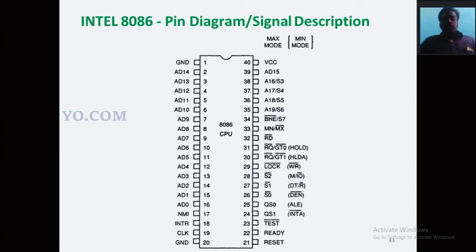The black material is plastic, so it can break. The pins are copper, present on both sides of the integrated circuit. Totally we have 40 pins in 8086. It looks like a pin, a very sharp needle that is easily inserted into the circuit board. This diagram is also called a pin diagram because it indicates the operation of each pin present in the 8086 microprocessor. Clear? So it is the pin diagram of 8086.